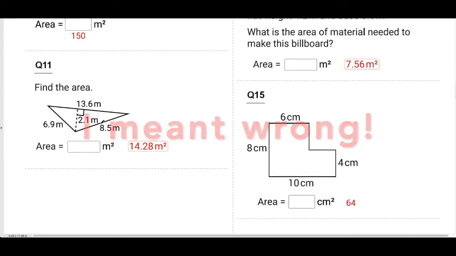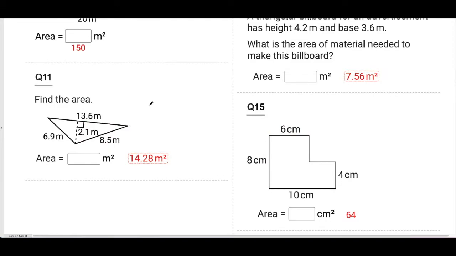Question 11. Okay, this question, now I can see why some of you got this wrong, but that's because you got tricked. Now remember, to find the area of a triangle, very simple question. Area of a triangle is what? Half times base times height. So in this case, what's the base? Well, the base is the 13.6, right? Base is the line that forms a right angle with the height, okay? And in this case, the height is 2.1.